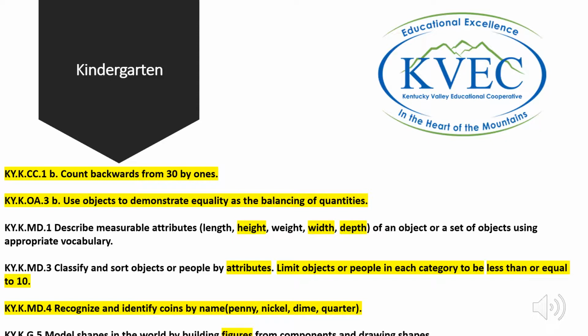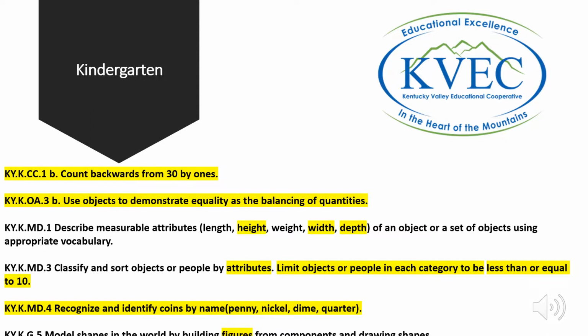There are several updates to the kindergarten measurement and data domain, starting with the inclusion of the words height, width, and depth to MD.1. MD.3 has added that the objects or people be classified or sorted by attributes, and that they be limited to less than or equal to 10.